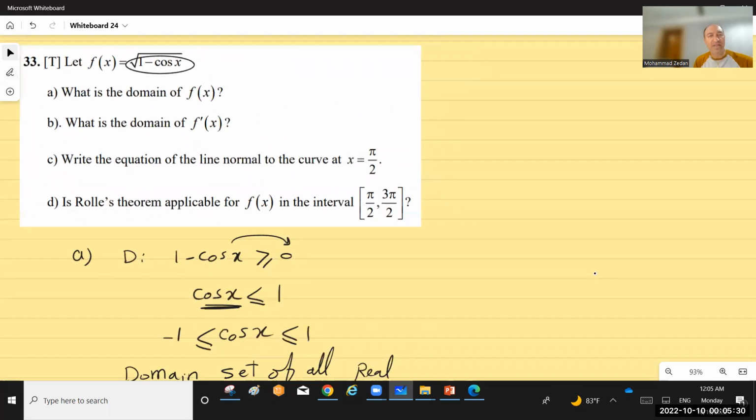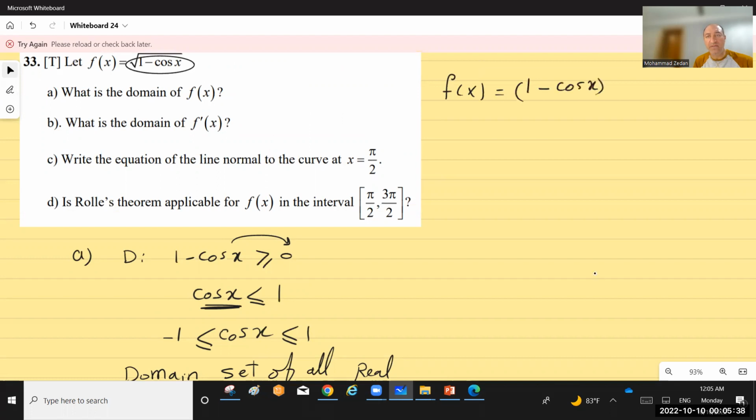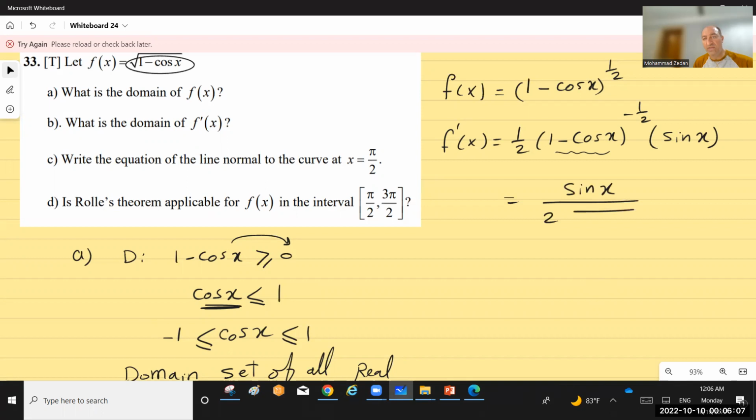Okay. What is the domain of f prime of x? Let me write f of x again. F of x now is 1 minus cosine x to the power half, and f prime by applying the chain rule is half times 1 minus cosine x to the power negative half, times the derivative of the amount inside the bracket. The derivative of cosine is a negative sign, so the negative will be sine. So I can rewrite this as sine x over 2 square root of 1 minus cosine x.